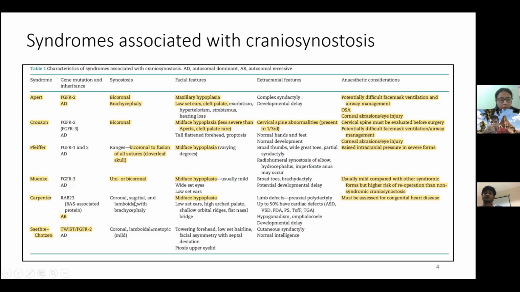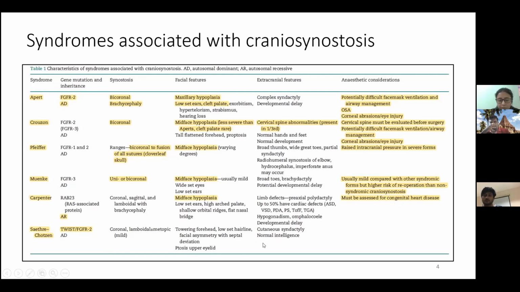In this case, coronal, sagittal, and lambdoidal sutures may be involved. This also has midface hypoplasia. And in addition to that, 50% of these patients may have cardiac defects. So a cardiological evaluation has to be done prior to surgery, with special emphasis on a 2D echo. Then Saethre-Chotzen syndrome is because of mutations in TWIST or FGFR2 genes.